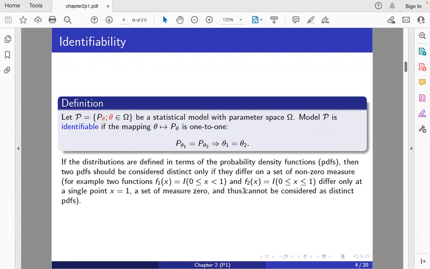Model identifiability means that we should restrict our attention to a sensible class of models. For example, suppose I make my model like this: Normal(theta 1 plus theta 2, 1). And I'm interested in estimating theta 1 and theta 2. Is this sensible?